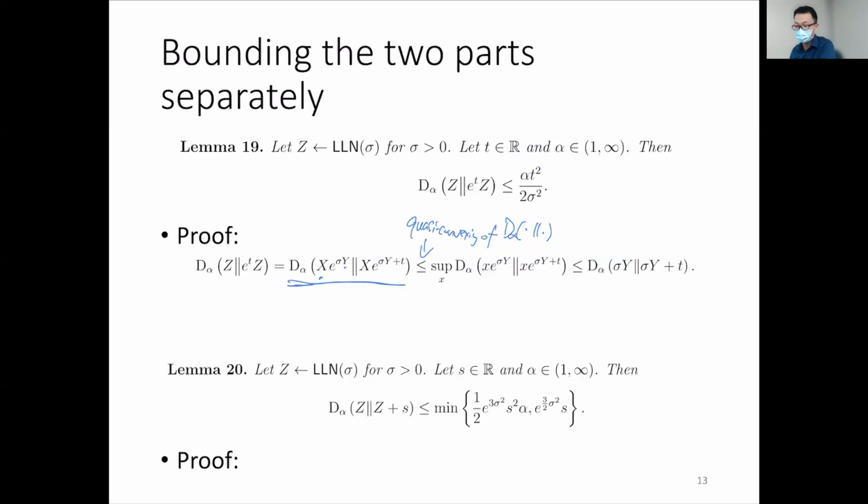Suppose for every X we can have this bound, then that implies an upper bound of this quantity that we're interested in controlling, right? And technically, this uses the quasi-convexity of the Rényi divergence. And now the problem reduces to this. The second part of the argument is to say, let's fix each x. And what is this distribution? It's log normal. And the log normal distribution is a post-processing of the normal distribution.